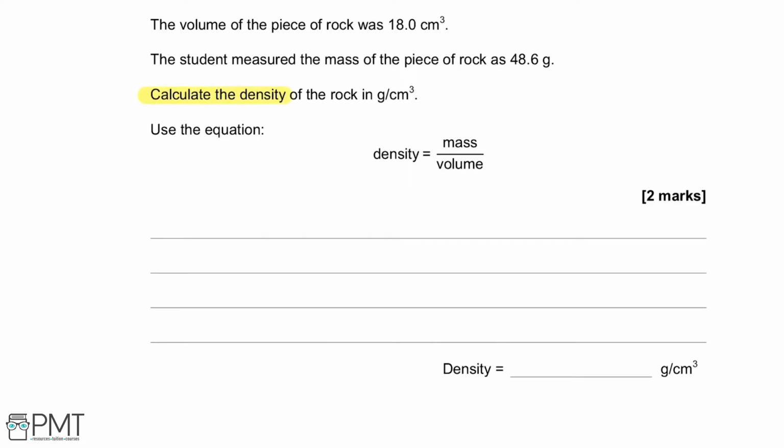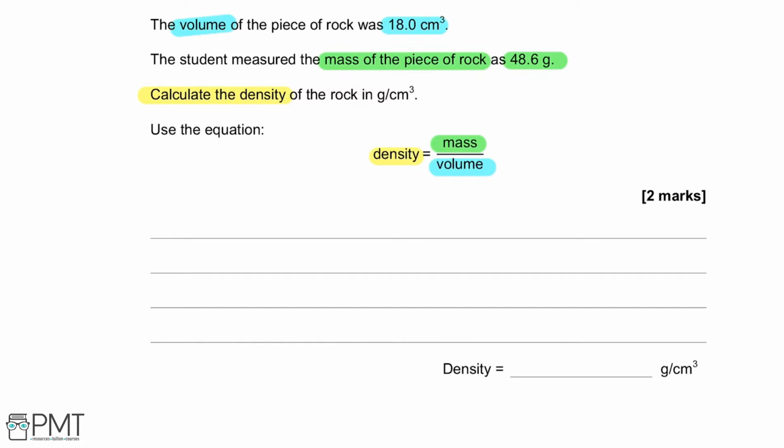We're calculating the density, which is already at the start of the equation, so we don't need to rearrange it, so that's great. For the equation, we need the mass, and the mass of the piece of rock is 48.6 grams, and we need the volume. And the volume that was measured using the method above was 18.0 centimetres cubed.